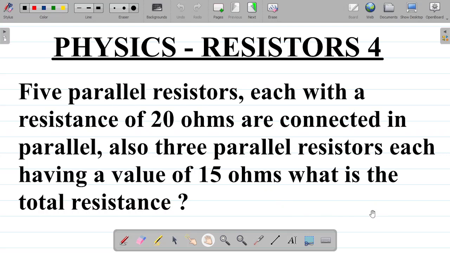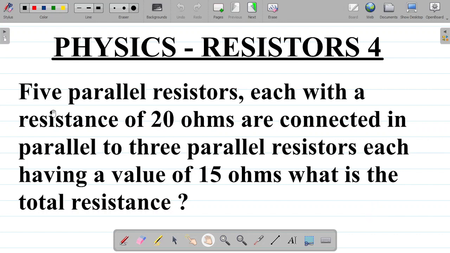In this video, we'll be looking at another physics question on the parallel combination of resistors. The question says, 5 parallel resistors, each with a resistance of 20 ohms, are connected in parallel to 3 parallel resistors, each having a value of 15 ohms. What is the total resistance?